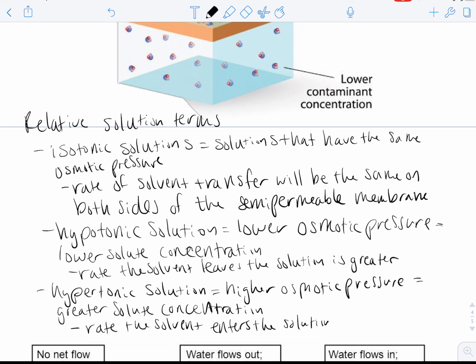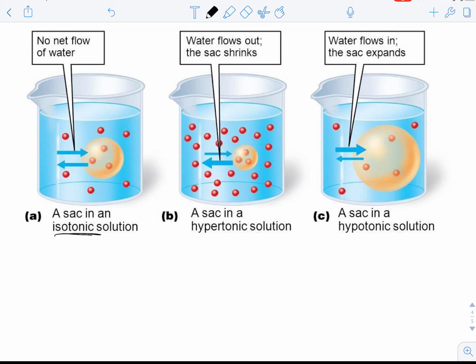Okay, so let's look at those three ideas. If we have an isotonic solution, the rate that the solvent enters and leaves both solutions on both sides of the semipermeable membrane will be equal, so there will be no net flow of water. But the water will flow in and out, or back and forth between the two sides of the semipermeable membrane.